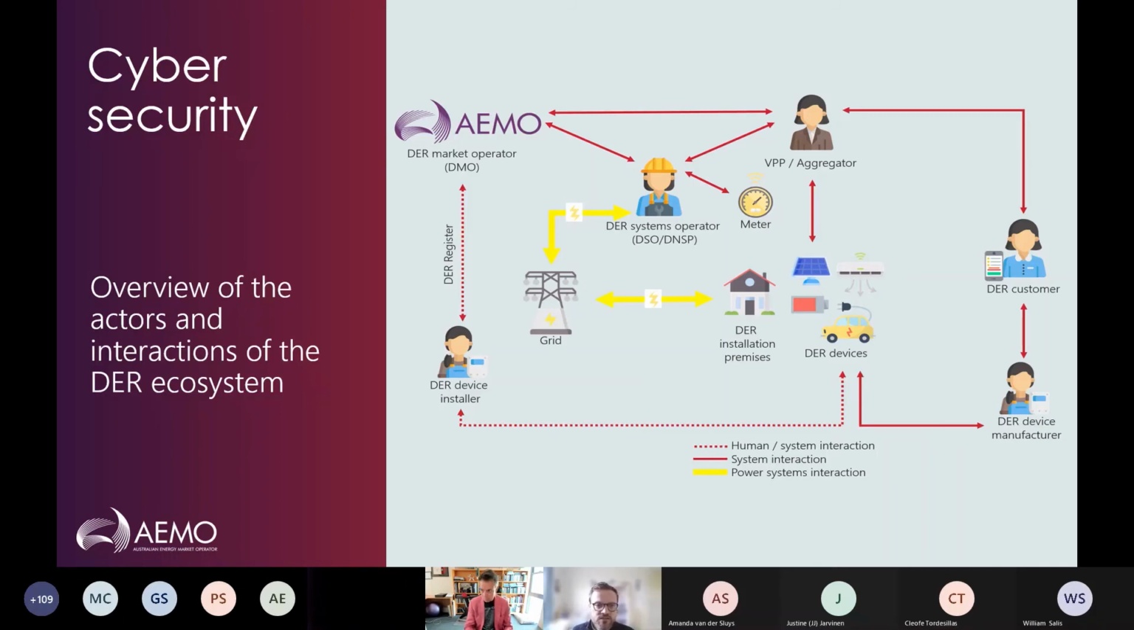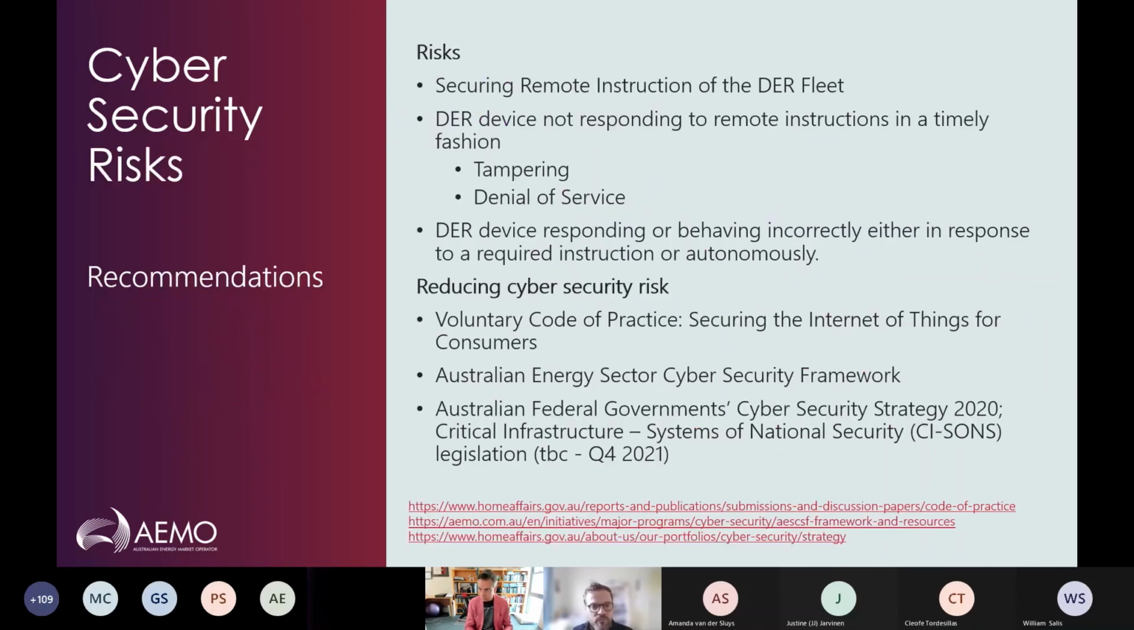This is just a visual that highlights the different interactions of different actors in the market when it comes to VPPs. But the risks identified through the demonstrations and through that work with MITRE really come down to securing the remote instruction of the DER fleet. When an aggregator is sending out an instruction to a DER fleet, we need to make sure that the aggregator's infrastructure is cyber secure, and that the DER device is responding to remote instructions in a timely fashion. If that communication is intercepted or tampered with in any way, that could have cybersecurity risks.